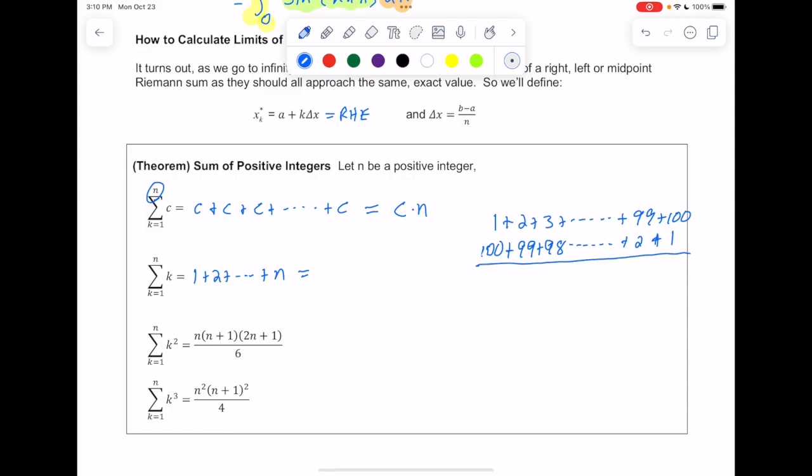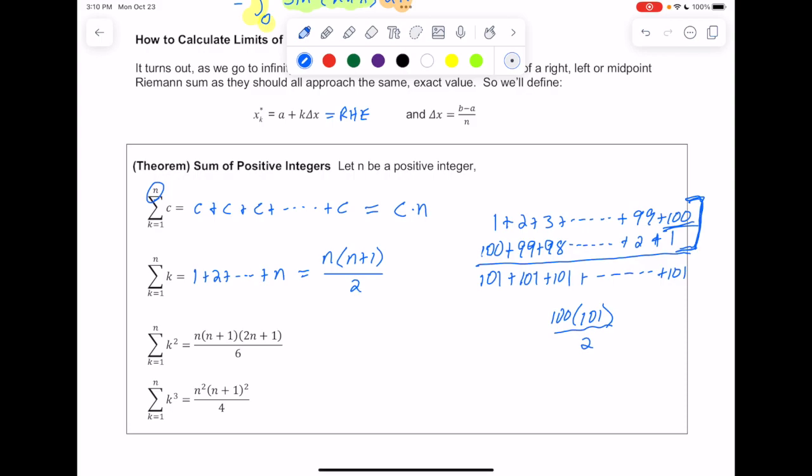And now if you take the sums vertically, you get 101 plus 101 plus 101 the whole way through. And you have n copies of that, or in this case, 100 copies of that. So the total of what we have so far is 100 times 101, but we have 2 copies of the sum we want, so to get the answer, we would divide that by 2. So the formula, notice there the n was 100 because we're adding up to 100. So the formula is n times (n plus 1) over 2.